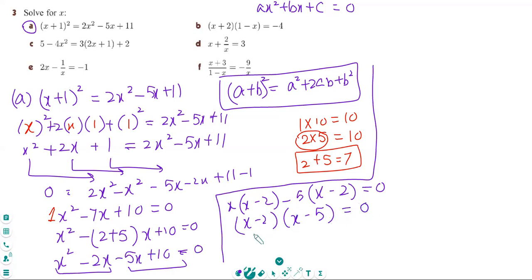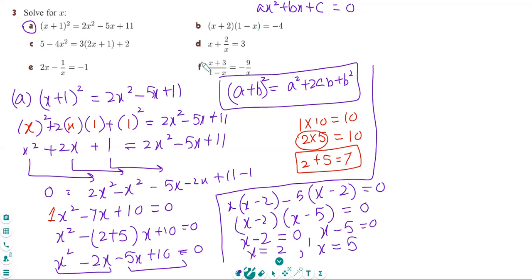So the null factor law states that x minus 2 equal to 0 or x minus 5 equal to 0. So from this we get x is equal to 2 and the second one will be x is equal to 5, right? So that's how we can simplify the quadratic equation first to make this form and then use the factorization method to solve the quadratic equation and get the roots, right?